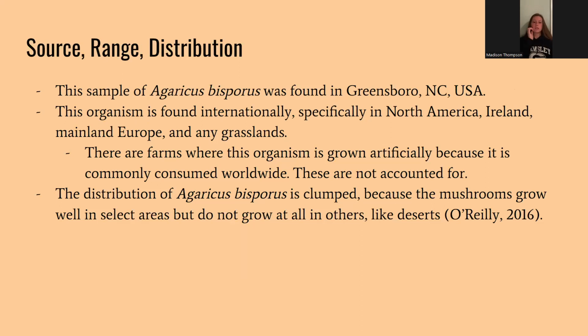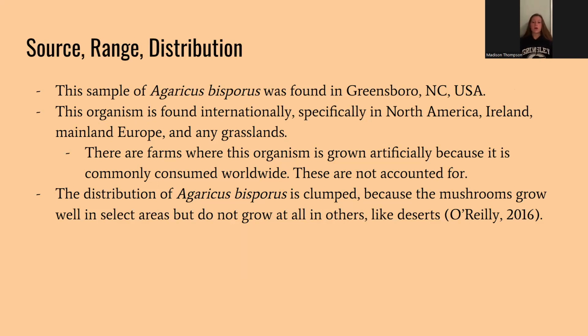The source, range, and distribution. This sample of Agaricus bisporus was found in Greensboro, North Carolina, and this organism is found internationally, specifically in North America, Ireland, mainland Europe, and any grasslands. So you're not going to find it in the Sahara Desert, you're not going to find it out west in Utah, but you will find it anywhere where there's plenty of grass, plenty of rain, and plenty of open space for this organism to grow.